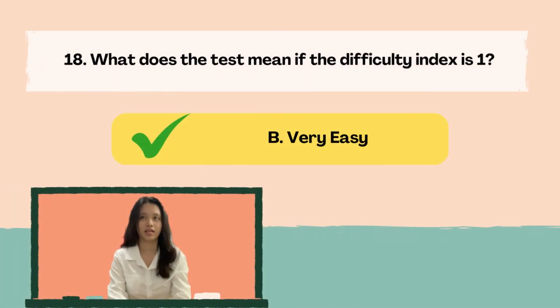The correct answer is B, very easy. The difficulty index value or the p-value ranges from 0 to 1. A value of 0 means no one answered correctly, so the item is very difficult. The value of 1 means everyone answered correctly, so the item is very easy. Values in between, like 0.5, indicate moderate or average difficulty. Therefore, if the difficulty index is 1, the test item is very easy.